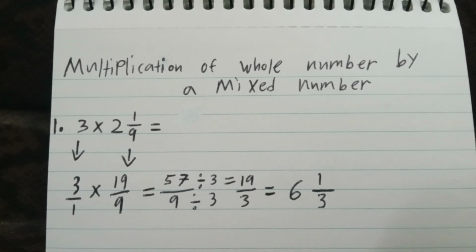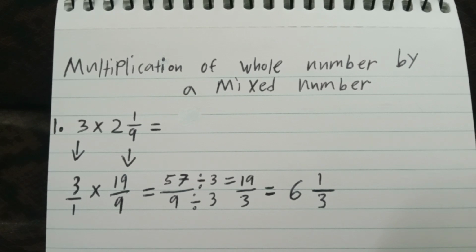For our third topic, we have multiplication of a whole number by a mixed number. For our first example, we have 3 times 2 and 1 over 9. As you can see, we have to turn 3 into fractional form, which will be 3 over 1 times... we can't multiply it by a mixed number. So we have to change the mixed number into an improper fraction. How do we do that? 9 times 2 is 18 plus 1 is 19. That will be our numerator. And then just copy 9 as the denominator.